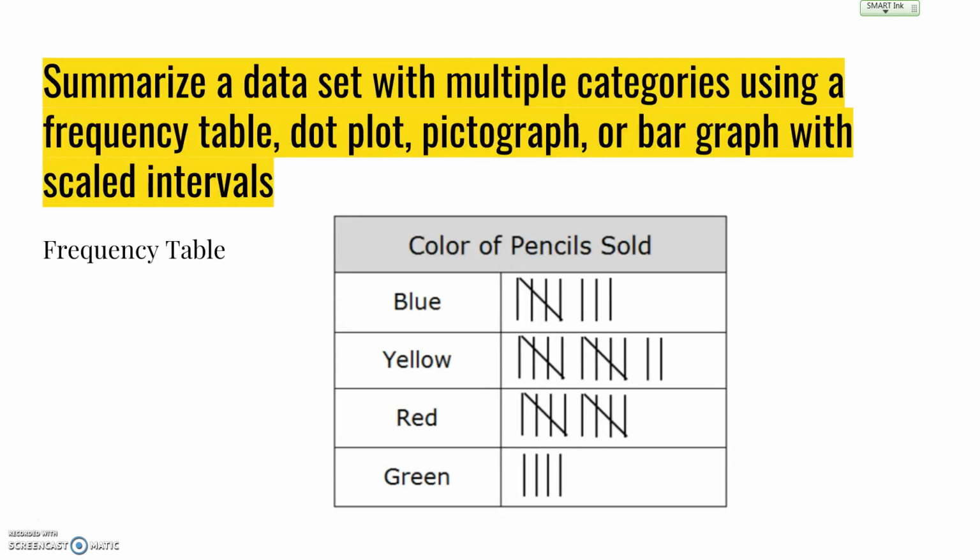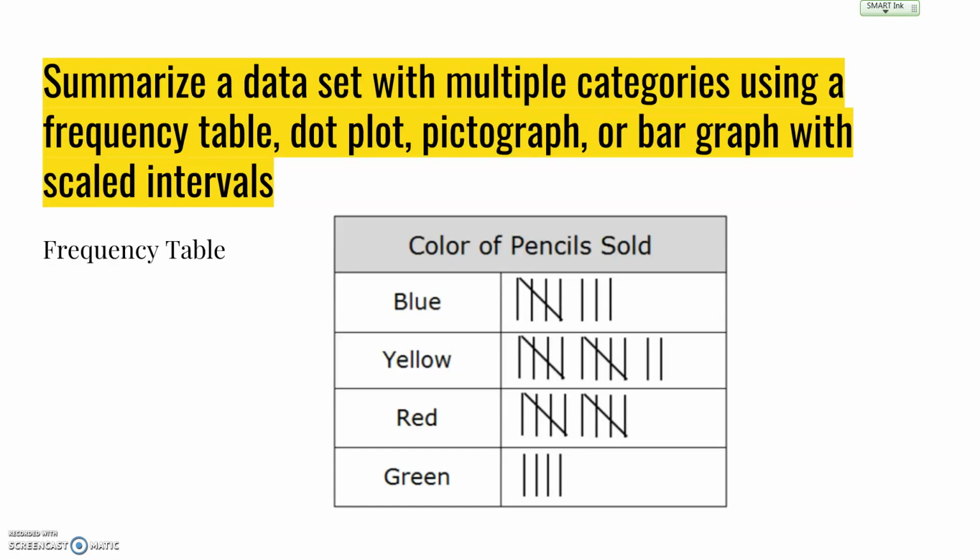They're going to summarize a data set with multiple categories using a frequency table, dot plot, pictograph or bar graph with scaled intervals. And what scaled intervals means is that one part of the graph can stand for more than one piece of data, and that a bar graph would have an interval on the side that is greater than one. Maybe it's counting by twos or by fives or even by 20s eventually.